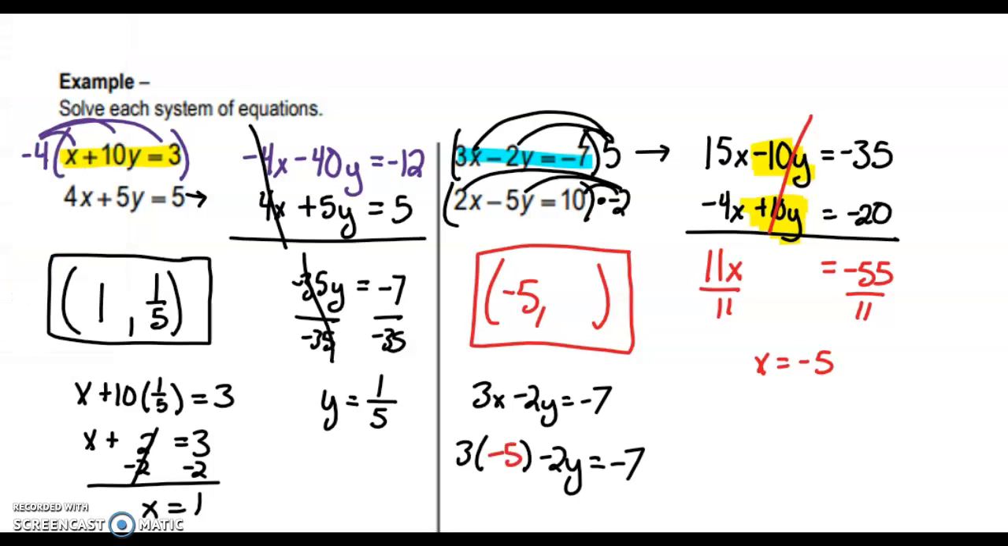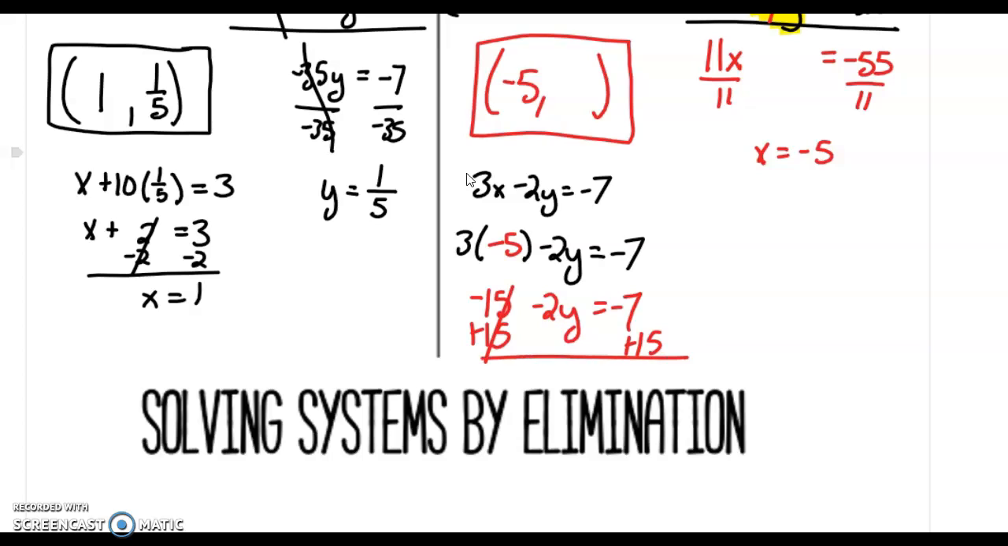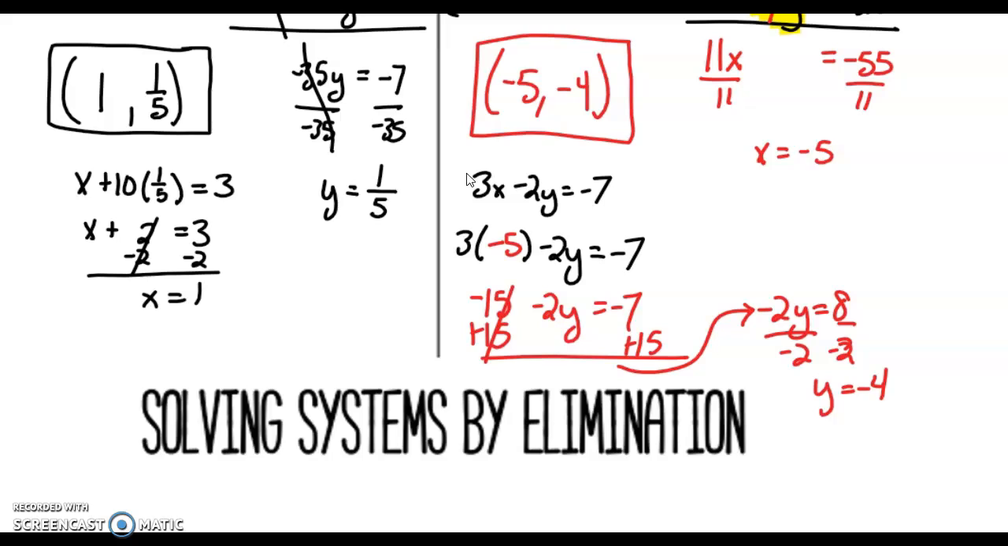All right, 3 times negative 5, let me scroll down a little bit, guys, is negative 15 minus 2y equals negative 7. Add the 15 over. All right, I'm out of room, so I'm going to move over here. Negative 2y equals negative 7 plus 15 is 8. Divide by negative 2, and you get negative 4. So the answer is (negative 5, negative 4).